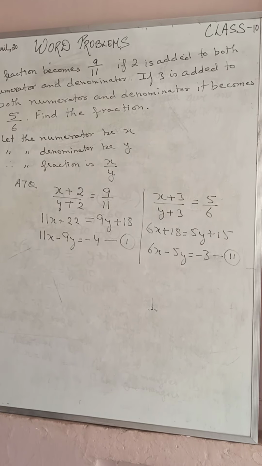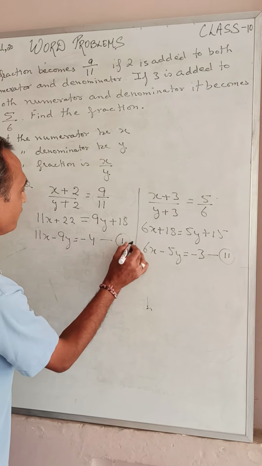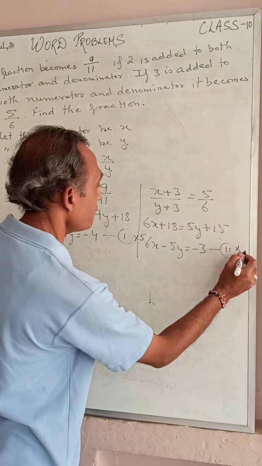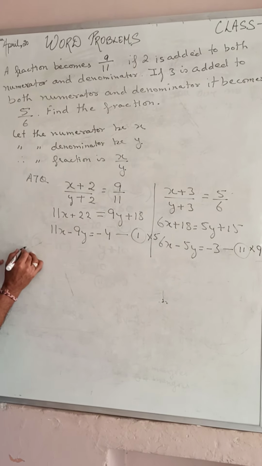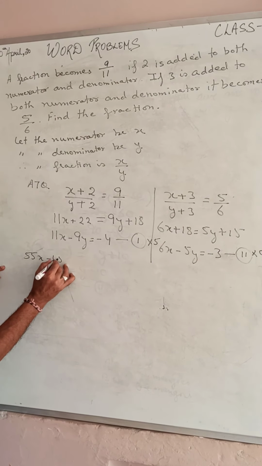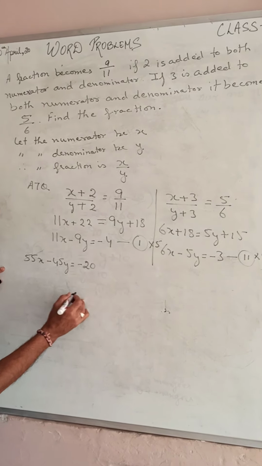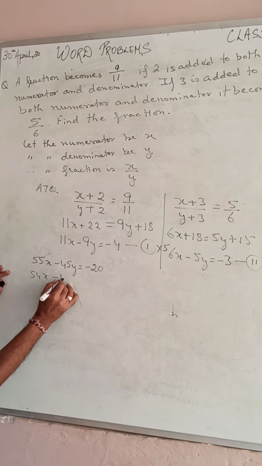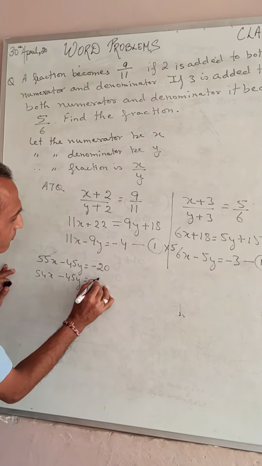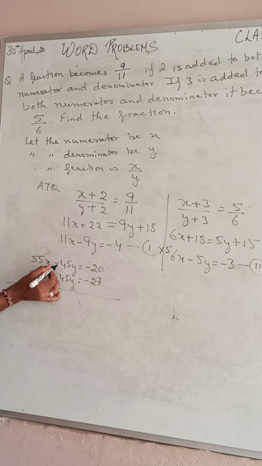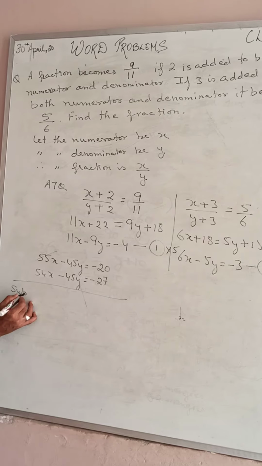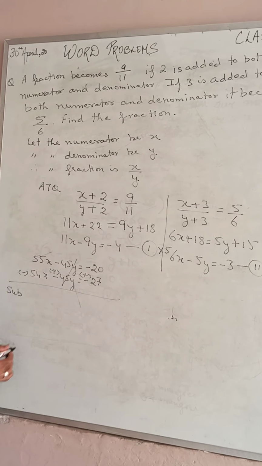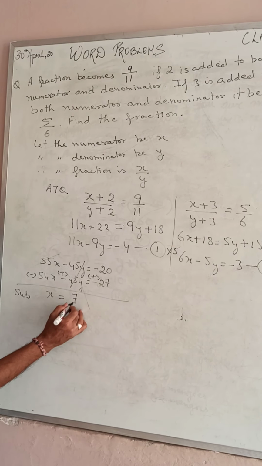Let's simplify and solve them. I multiply the first equation by 5 and I multiply the second equation by 9. I get 55x minus 45y equals minus 20 and 54x minus 45y equals minus 27. Since the signs are the same for y, we subtract. The sign changes. 45y cancels out. I get x equals 7.